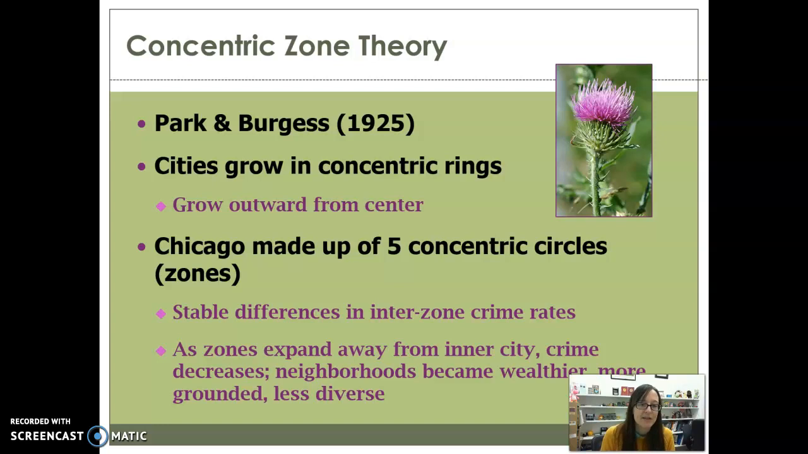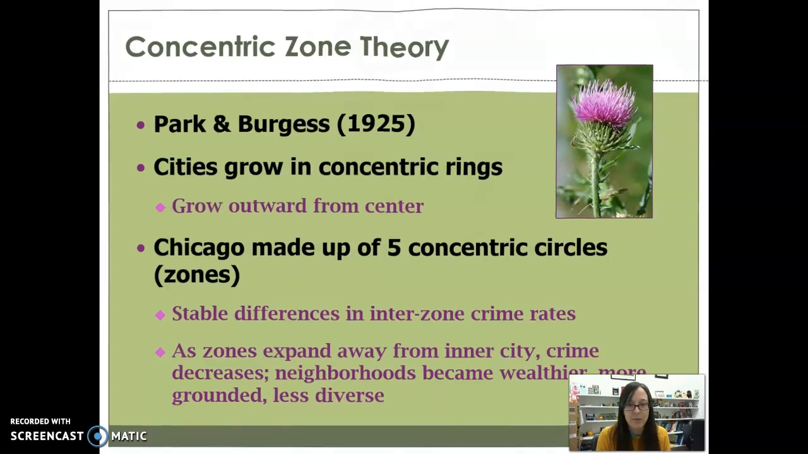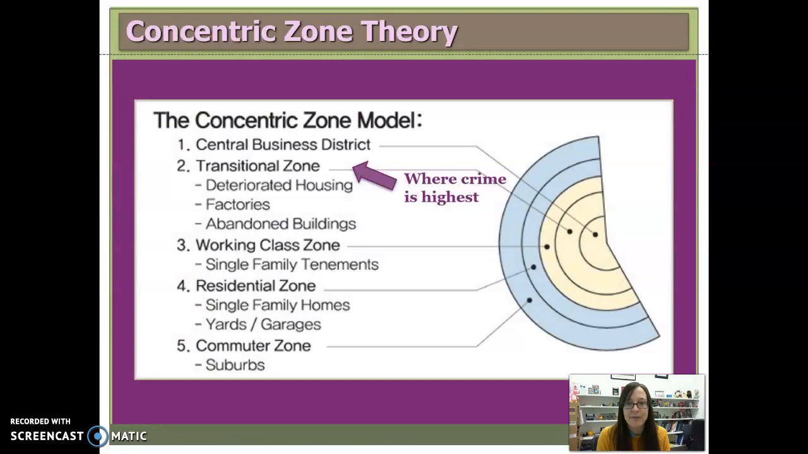And here's what it looks like: you have the concentric zone model. What you have in the middle is the central business district. That is where literally all the big businesses are, the big tall buildings where people tend not to live. There are no real residential areas there. But then just outside of that central business district, you have what's called the transitional zone.